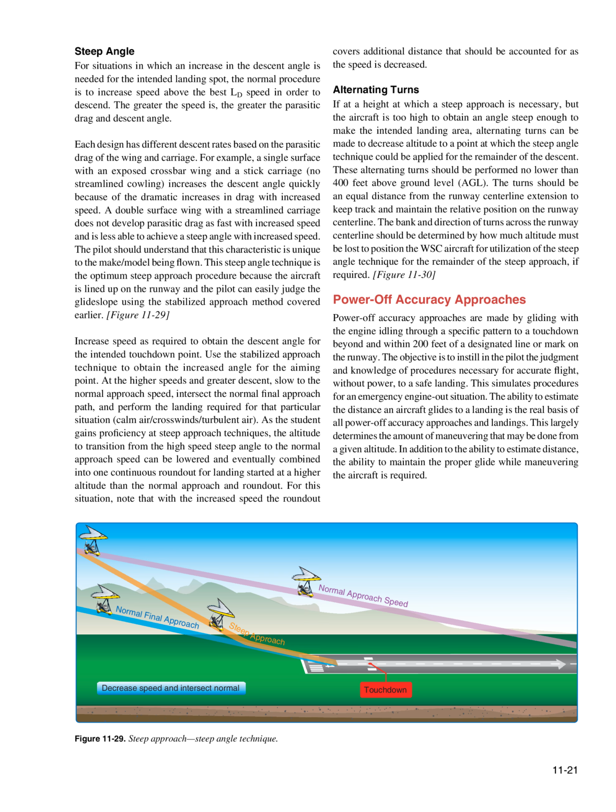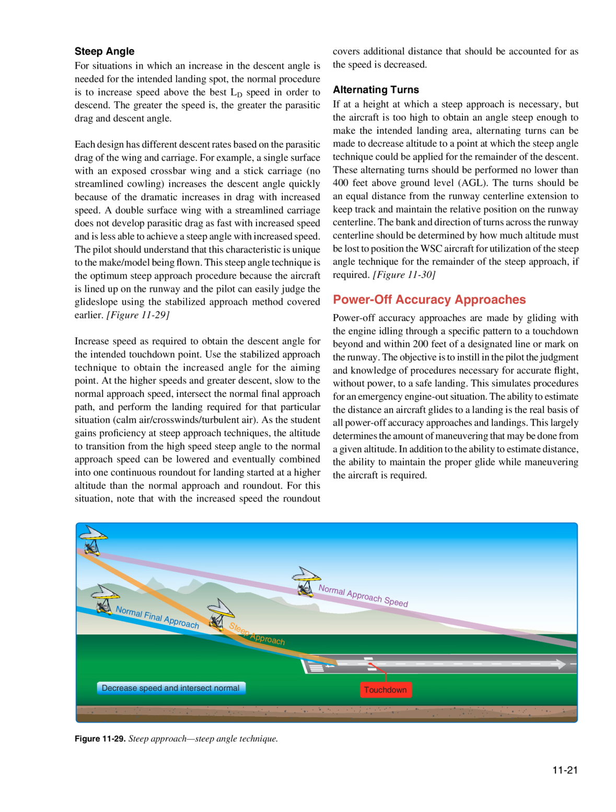For example, a single surface with an exposed crossbar wing and a stick carriage, no streamlined cowling, increases the descent angle quickly because of the dramatic increases in drag with increased speed. A double surface wing with a streamlined carriage does not develop parasitic drag as fast with increased speed and is less able to achieve a steep angle with increased speed. The pilot should understand that this characteristic is unique to the make/model being flown.